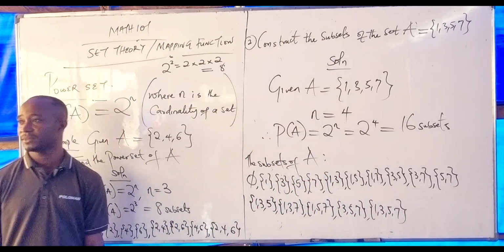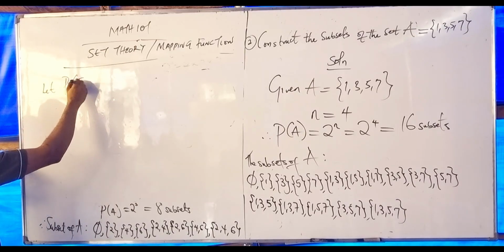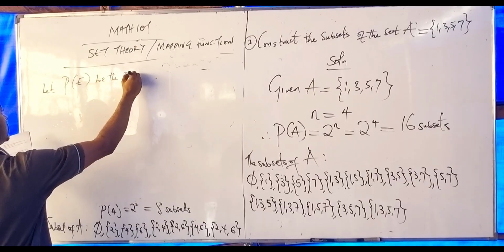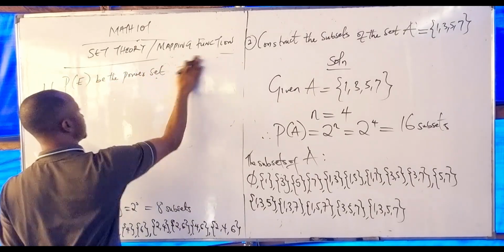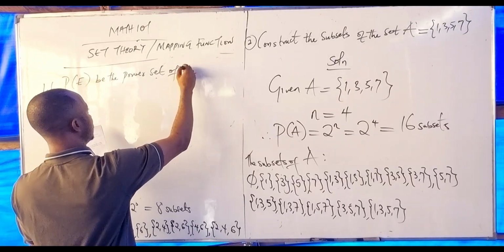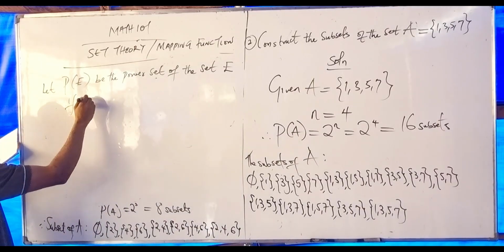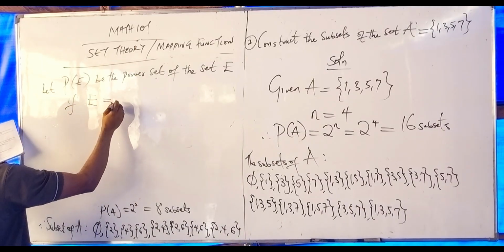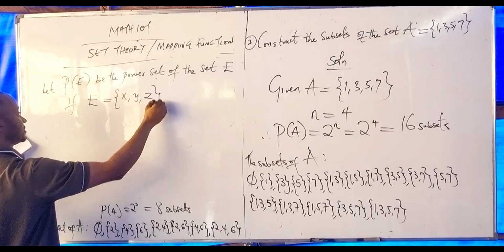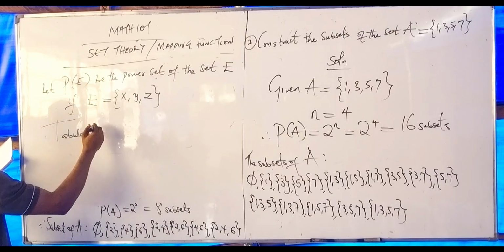Okay. Let PE be the power set of the set E. If E equals X, Y, and Z, then we have to tabulate PE.